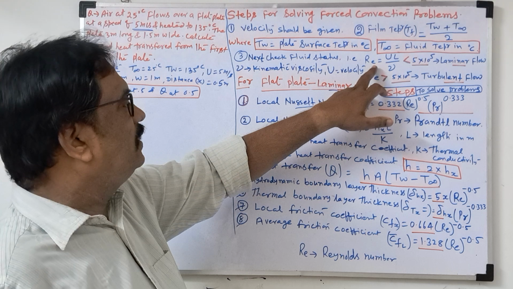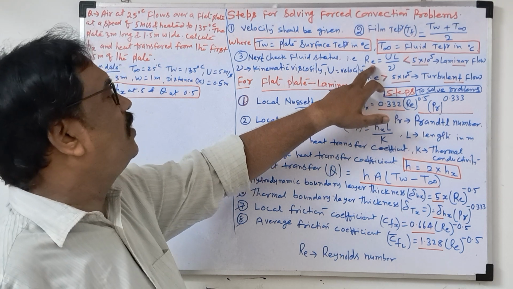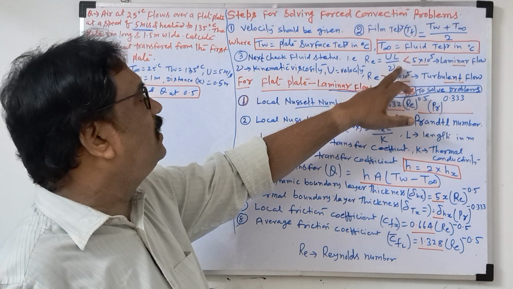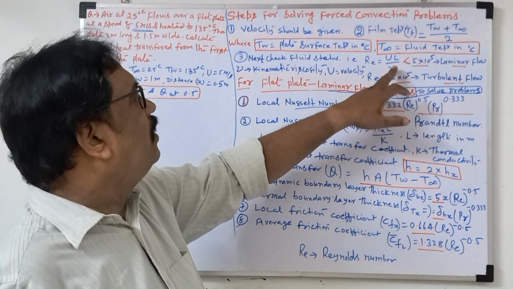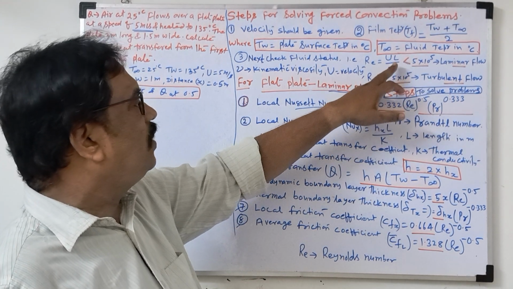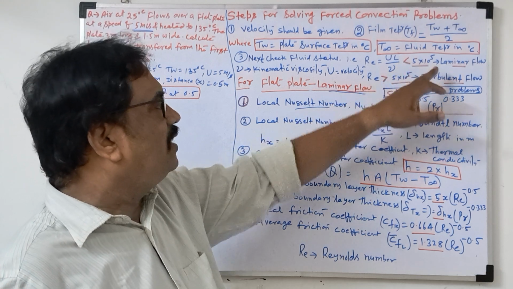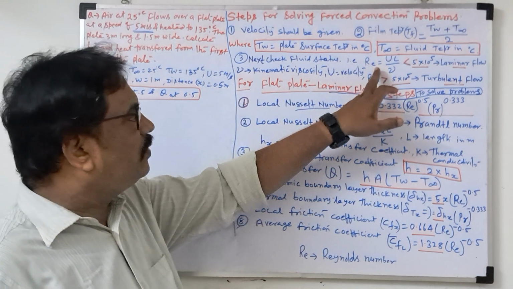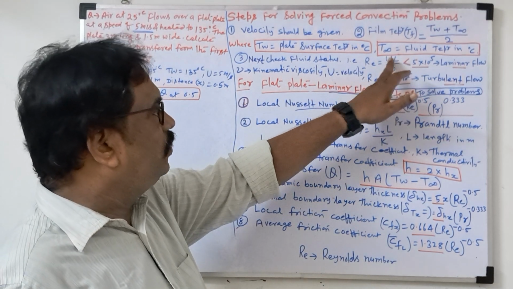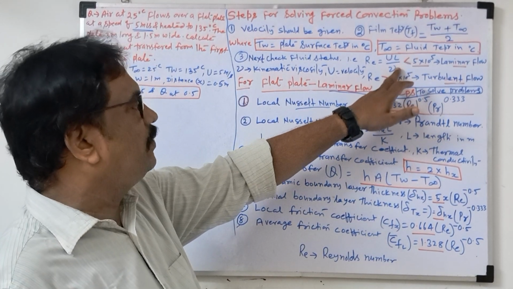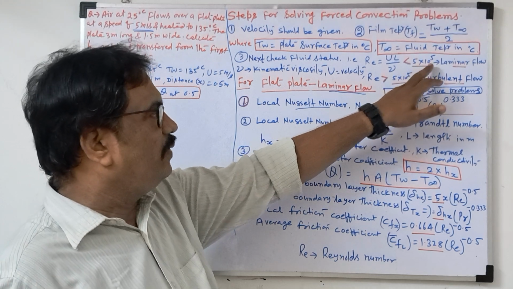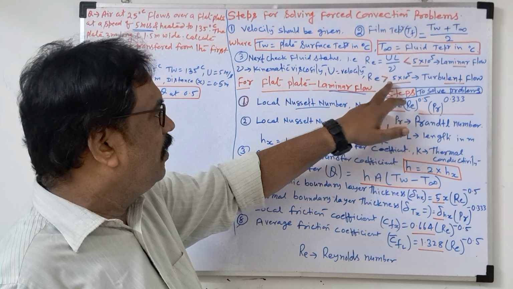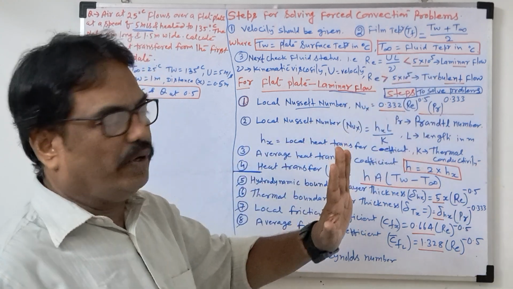For this we use the Reynolds number. Reynolds number is equal to UL by nu, where U is velocity, L is length and nu is kinematic viscosity. If we substitute all the values and the value comes less than 5 into 10 power 5, it is laminar flow. If this value comes more than 5 into 10 power 5, it is turbulent flow.